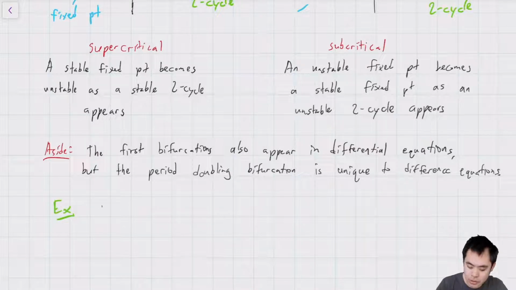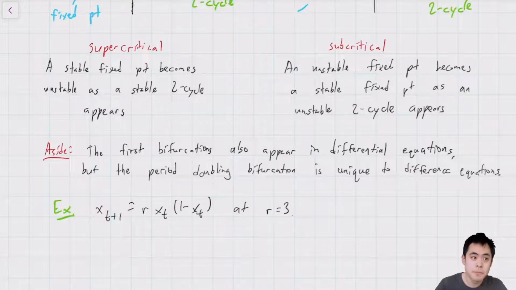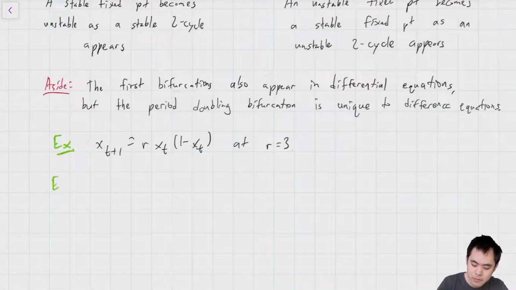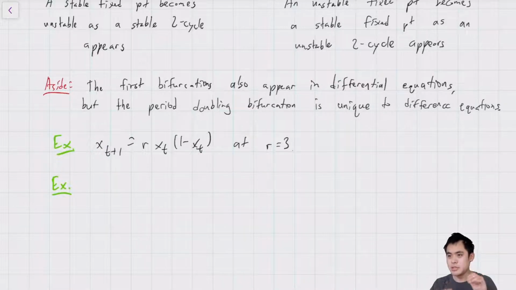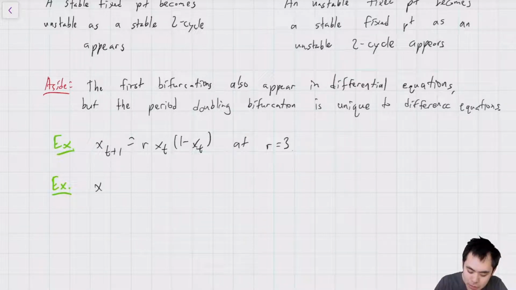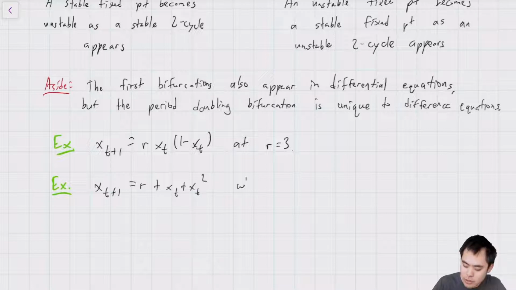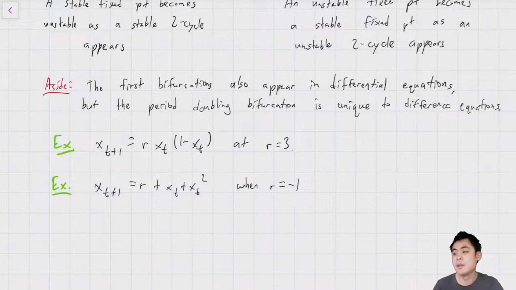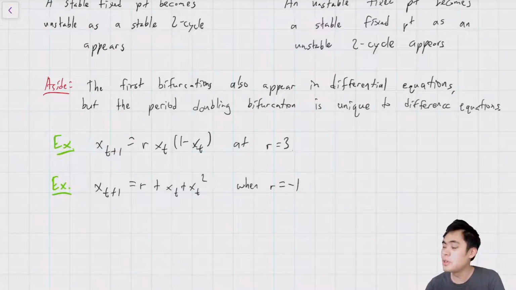So in this example, x sub t plus 1 is equal to r x sub t times 1 minus x sub t at r equal to 3. So we already covered that one, that's just the discrete logistic equation. But I mentioned that there was weird behavior for the other example we talked about earlier, x sub t plus 1 equals r plus x sub t squared, when r is equal to -1. Remember I said that weird stuff happened at -1, but we were only looking at when r is equal to 0. When r is equal to -1, weird stuff also happens again.